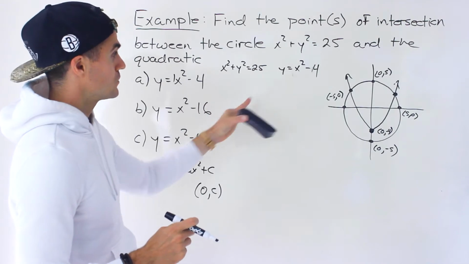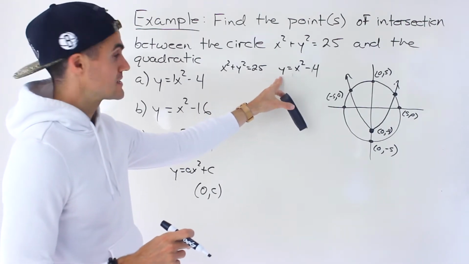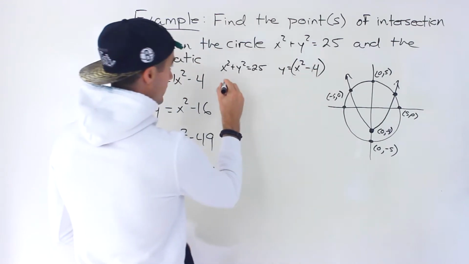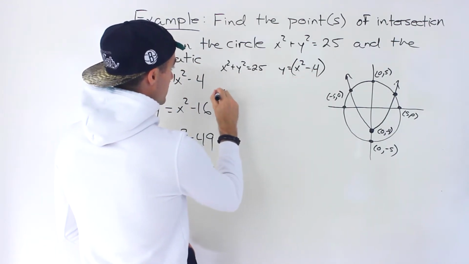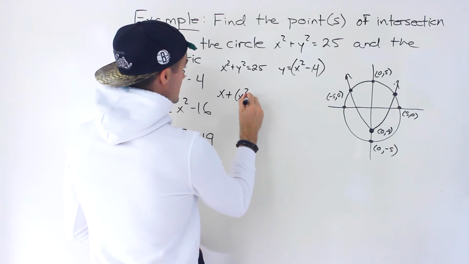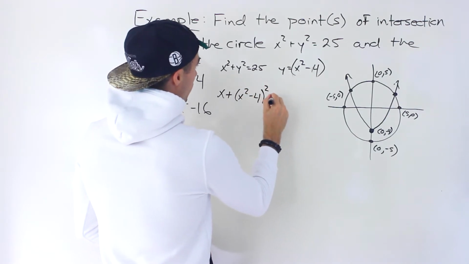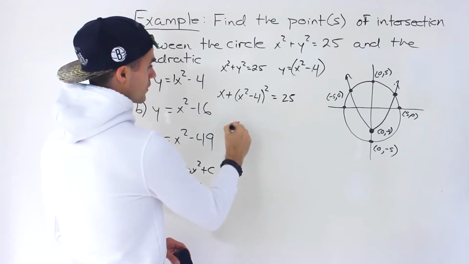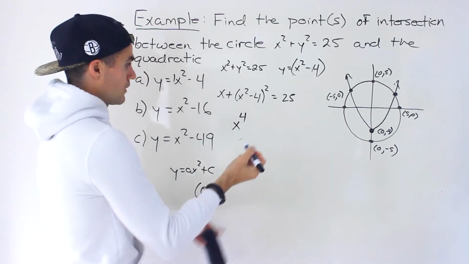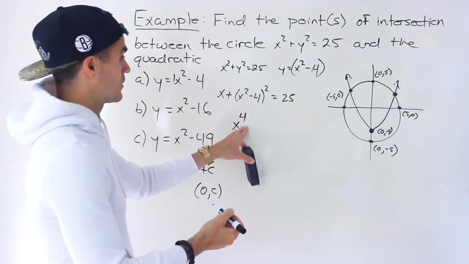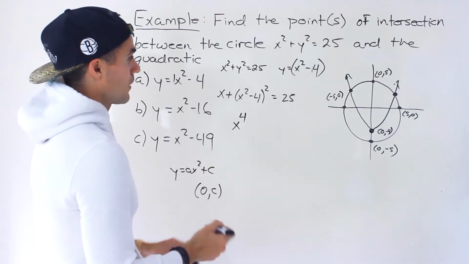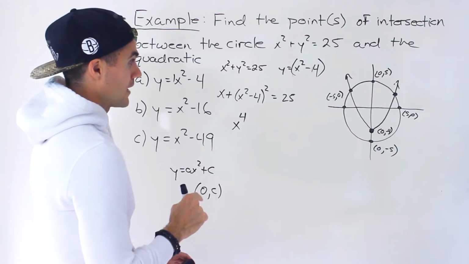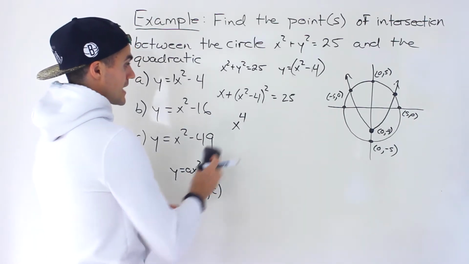Now there's different ways to do it. Notice here the y variable is isolated. So if you wanted to, you could take x squared minus 4 and plug it in for this y. But the problem is that when you expand this, x squared minus 4 times x squared minus 4, you're going to be dealing with a large power, to the power of 4. And so I wouldn't recommend going about it that way because the algebra is going to be fairly intense.